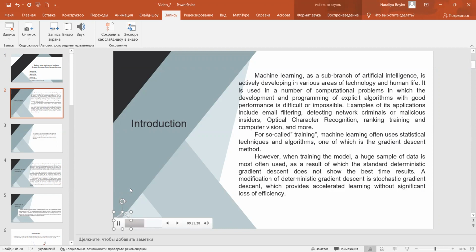vision, and more. For so-called training, machine learning often uses statistical techniques and algorithms, one of which is the gradient descent method. However, when training the model, a huge sample of data is most often used, as a result of which the standard deterministic gradient descent does not show the best time result. A modification of deterministic gradient descent is stochastic gradient descent, which provides accelerated learning without significant loss of efficiency.